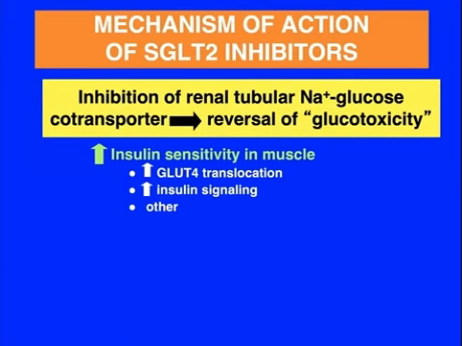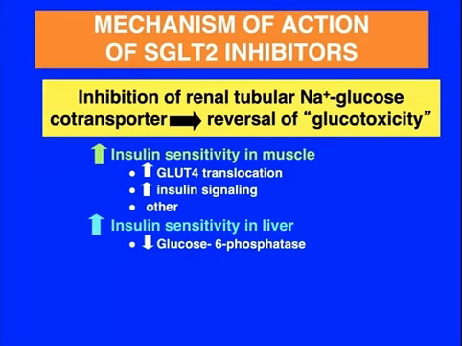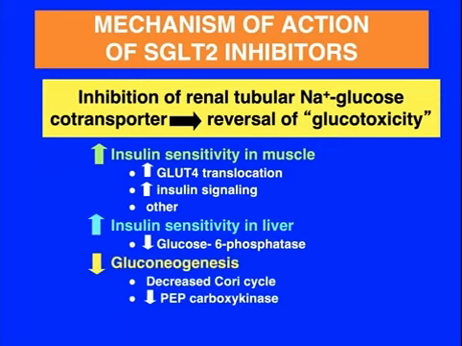So when I lower the glucose by having the glucose be excreted in the urine, I improve insulin sensitivity in muscle. And we also showed the molecular mechanisms by which this happened. We improved insulin sensitivity in the liver, and in the bottom in orange, we also improved beta cell function. So basically, we got rid of glucotoxicity.